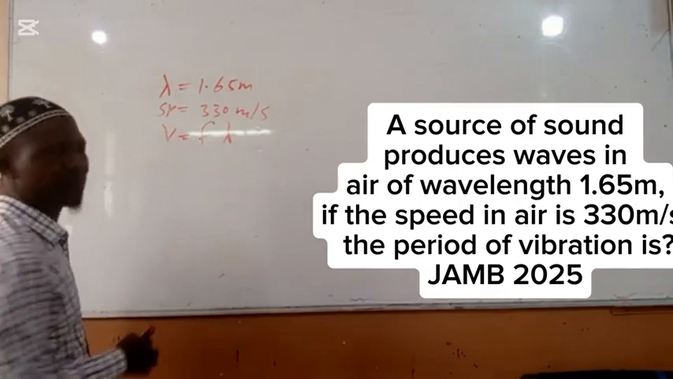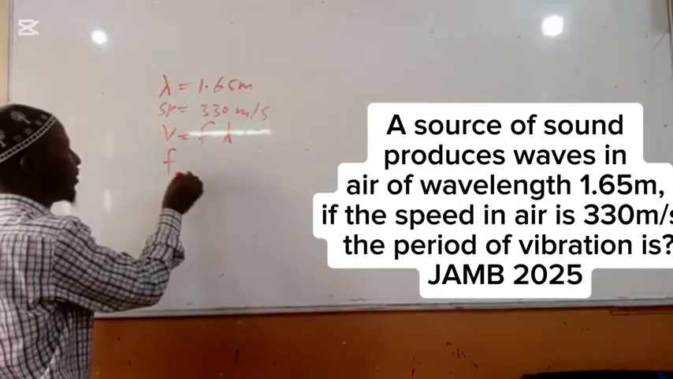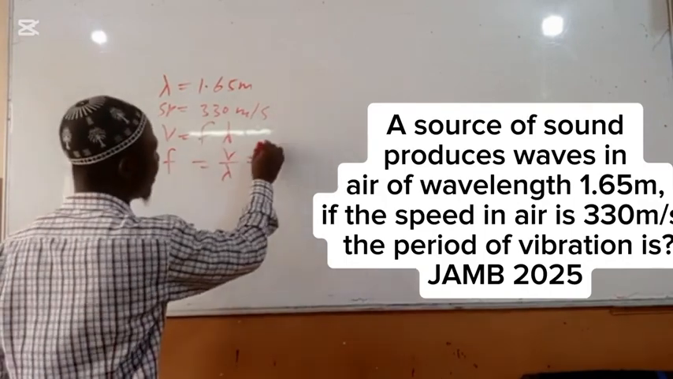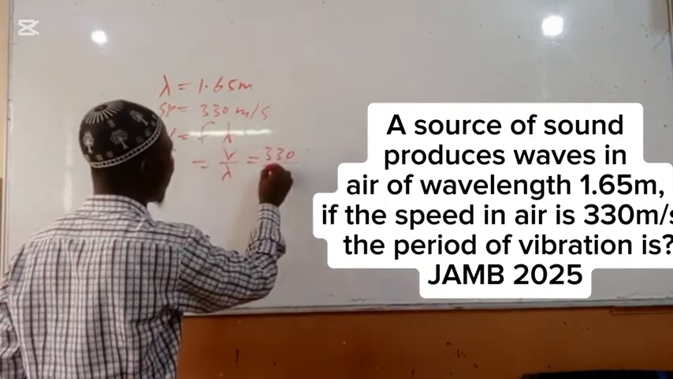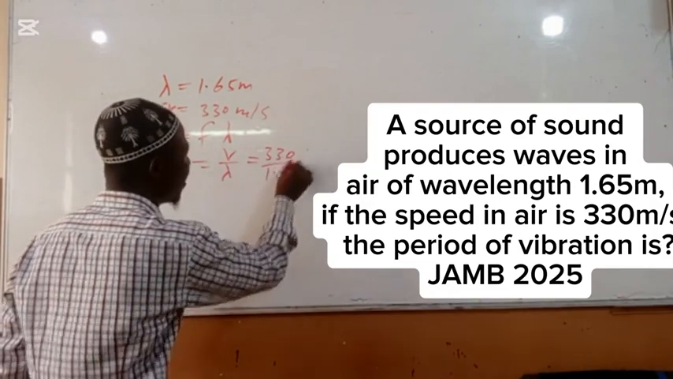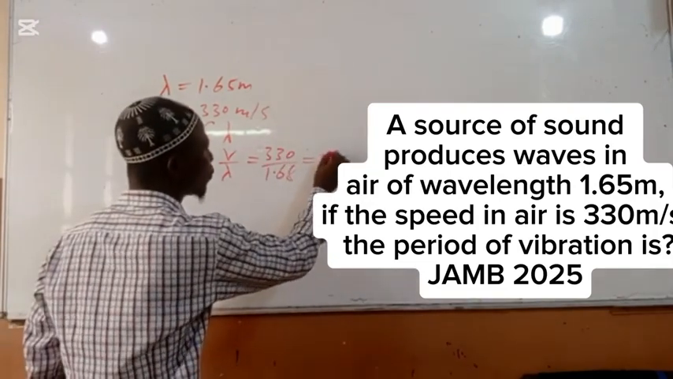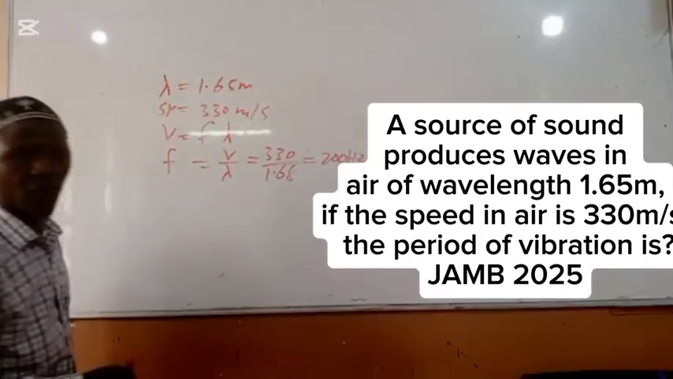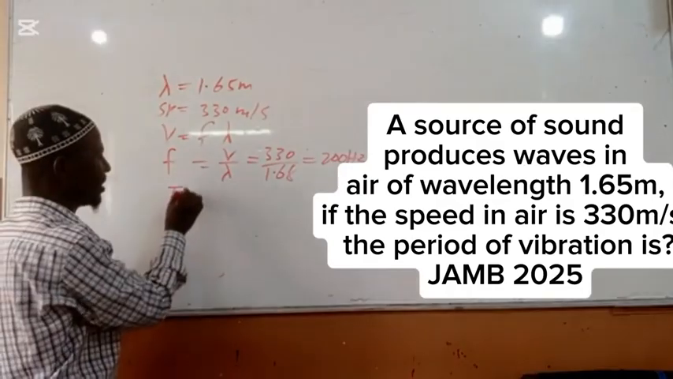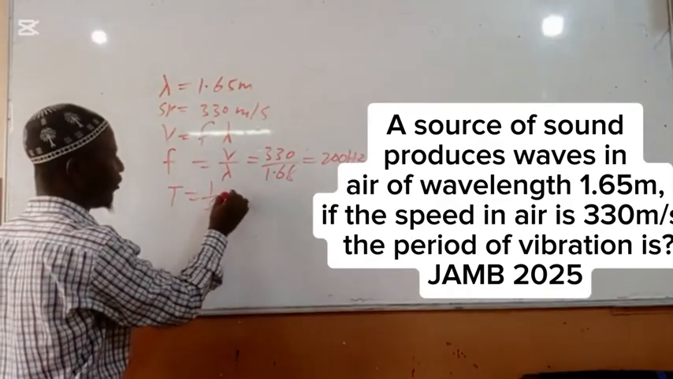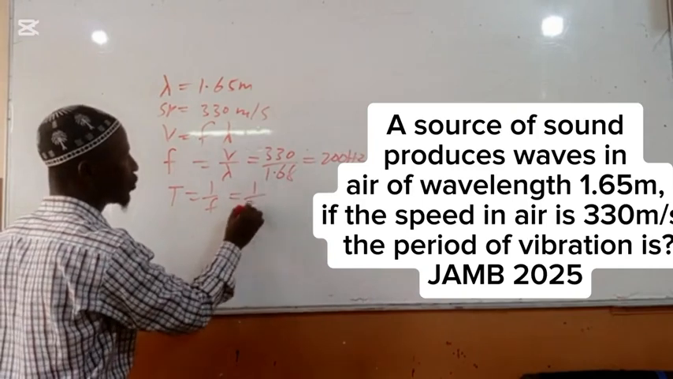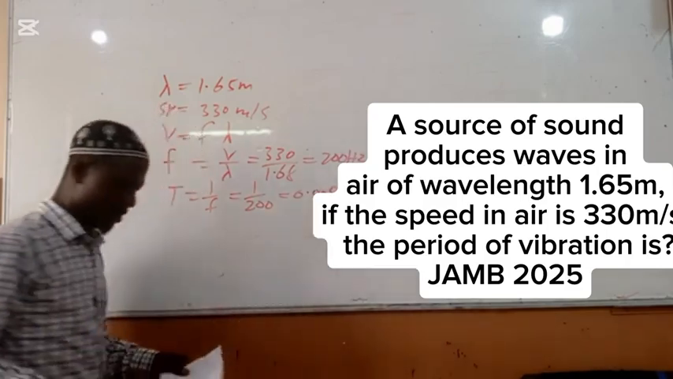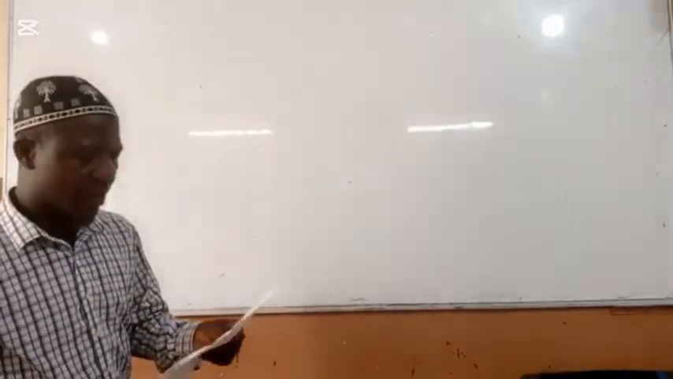Then from here, make frequency the subject of formula. So frequency is equal to V over lambda, which is equal to 330 divided by 1.65. So this will give you 200 Hertz. That's all. Then we have gotten the frequency. Now go to the period. Period T is equal to 1 over F. Therefore, period is equal to 1 over 200, which is equal to 0.005 seconds. 0.005 seconds.